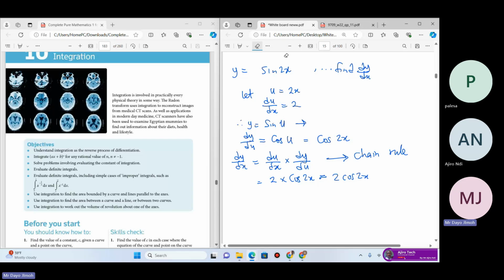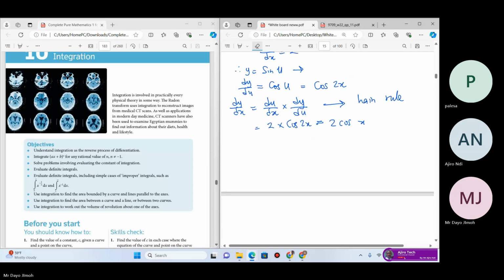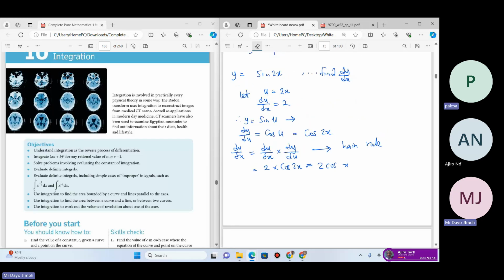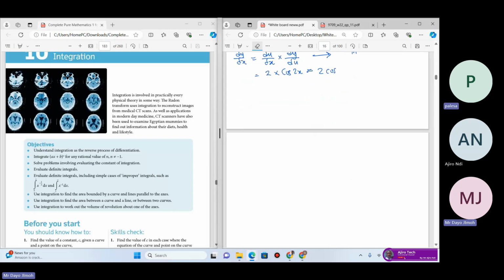Let's just do one more. Where did you get the dy/du from? I need dy/du because I have to apply the chain rule. There are two functions here: there is a sine function and there is an algebraic function. So I have to use the chain rule. Let us do one more before we move on to integration.